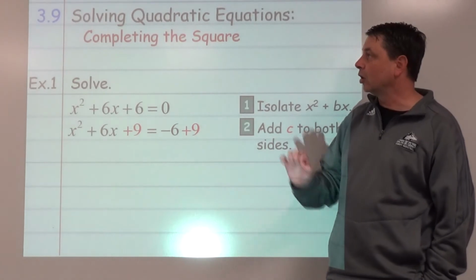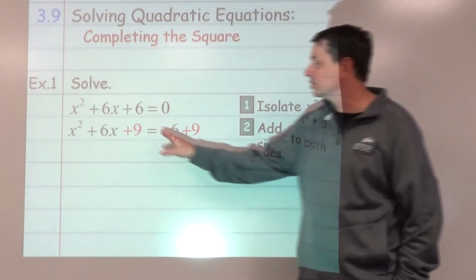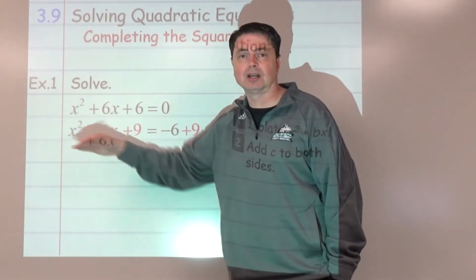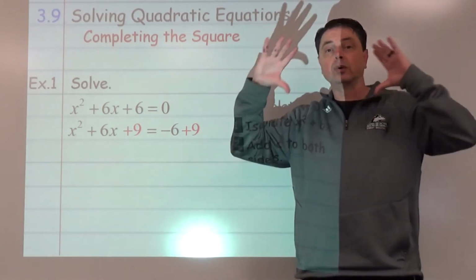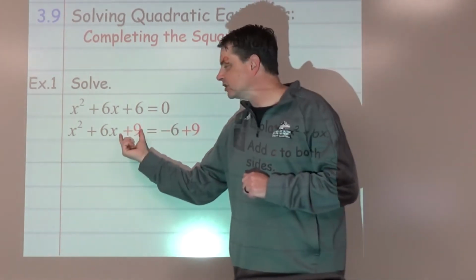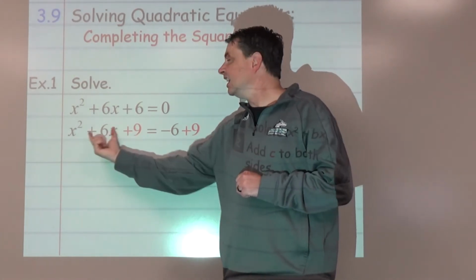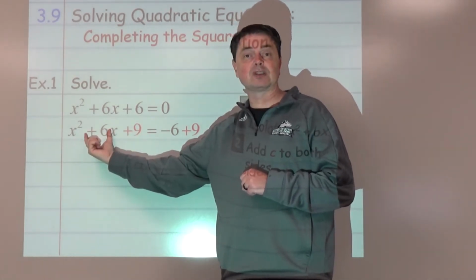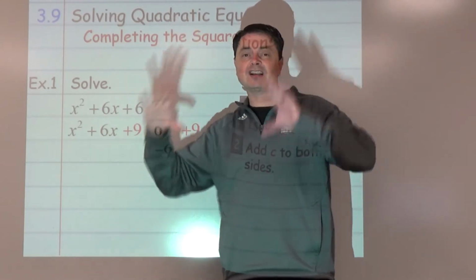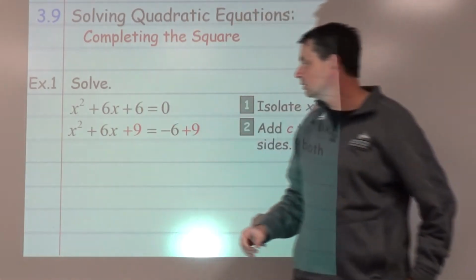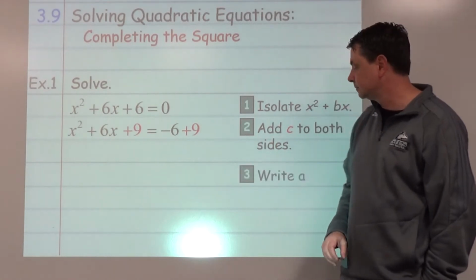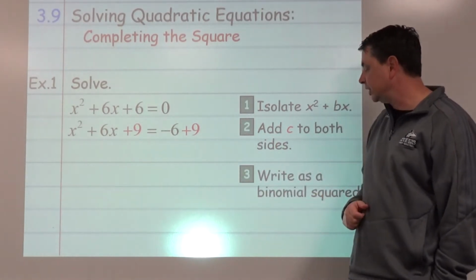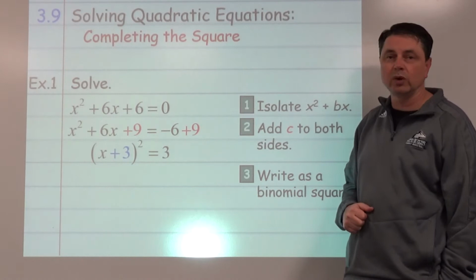Now the second part of the 3.8 lesson was to take this expression and write it as a binomial squared. So it was always x, and then what did we square to get the plus 9? It was half of this. It was the plus 3. So it was x plus 3 squared is going to equal, and then we'll just go ahead and evaluate right there. So that's step 3: write the left side as the square of a binomial.